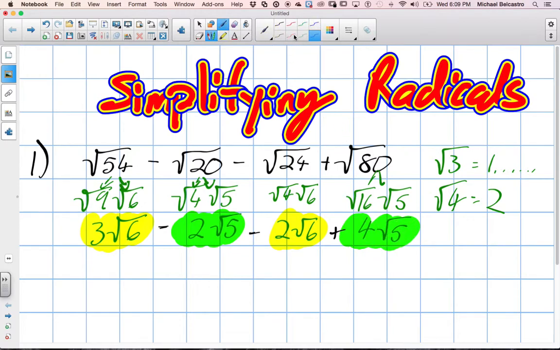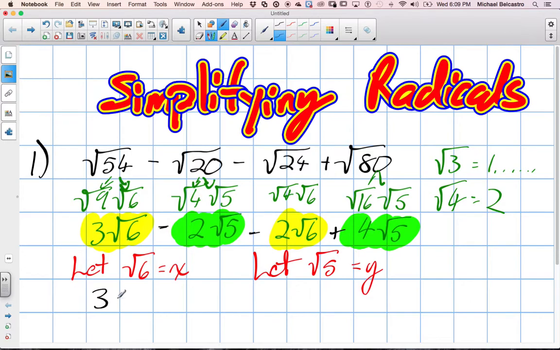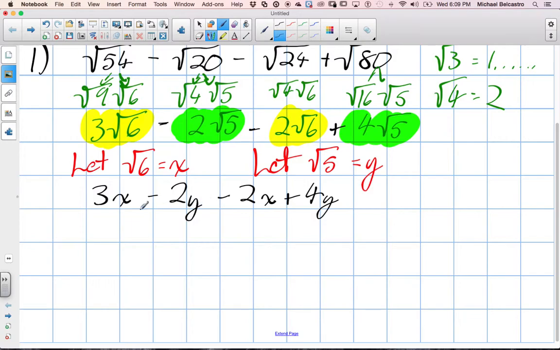If that's confusing, and it might not be, but say the roots are difficult or you don't quite see how they go together, you could always put some let statements. We could always say let root 6 equal x and let root 5 equal y. And then it's a lot easier to see what are like terms. So when I go to rewrite this, I'd have 3x minus 2y minus 2x plus 4y. Now, we're much more used to working with these types of terms, right? So this is positive 3 minus 2x, we end up with just positive 1x. And negative 2y, positive 4y, we end up with positive 2y.